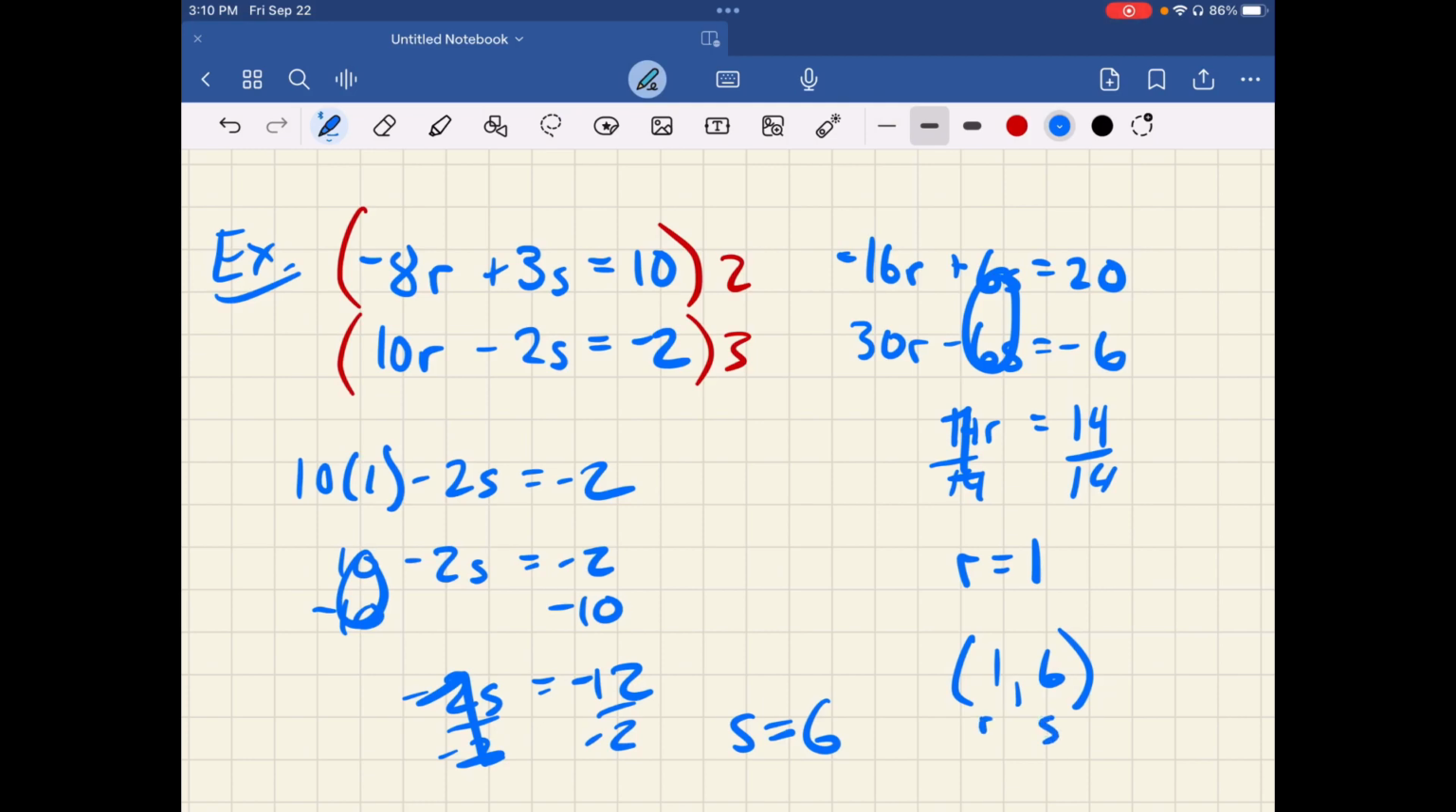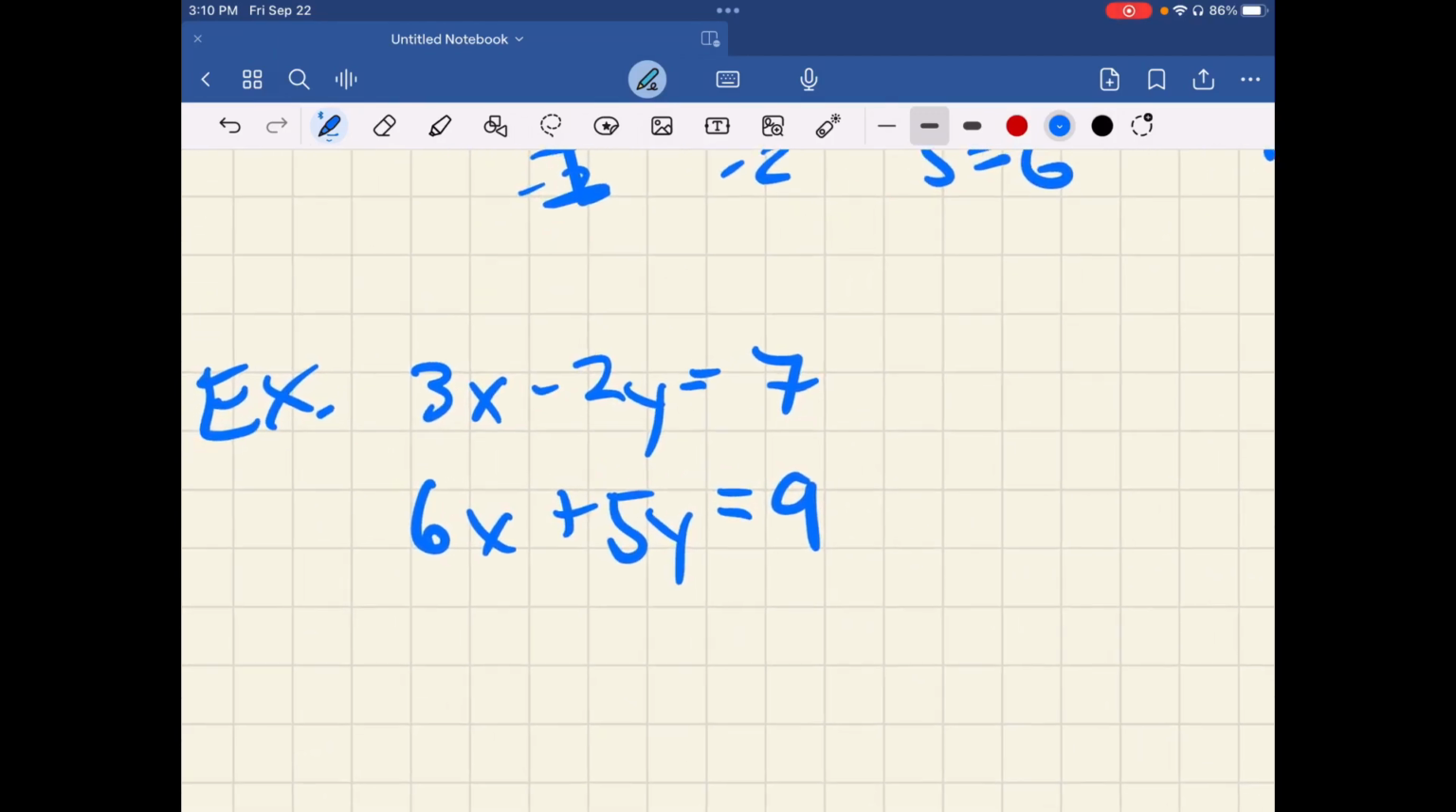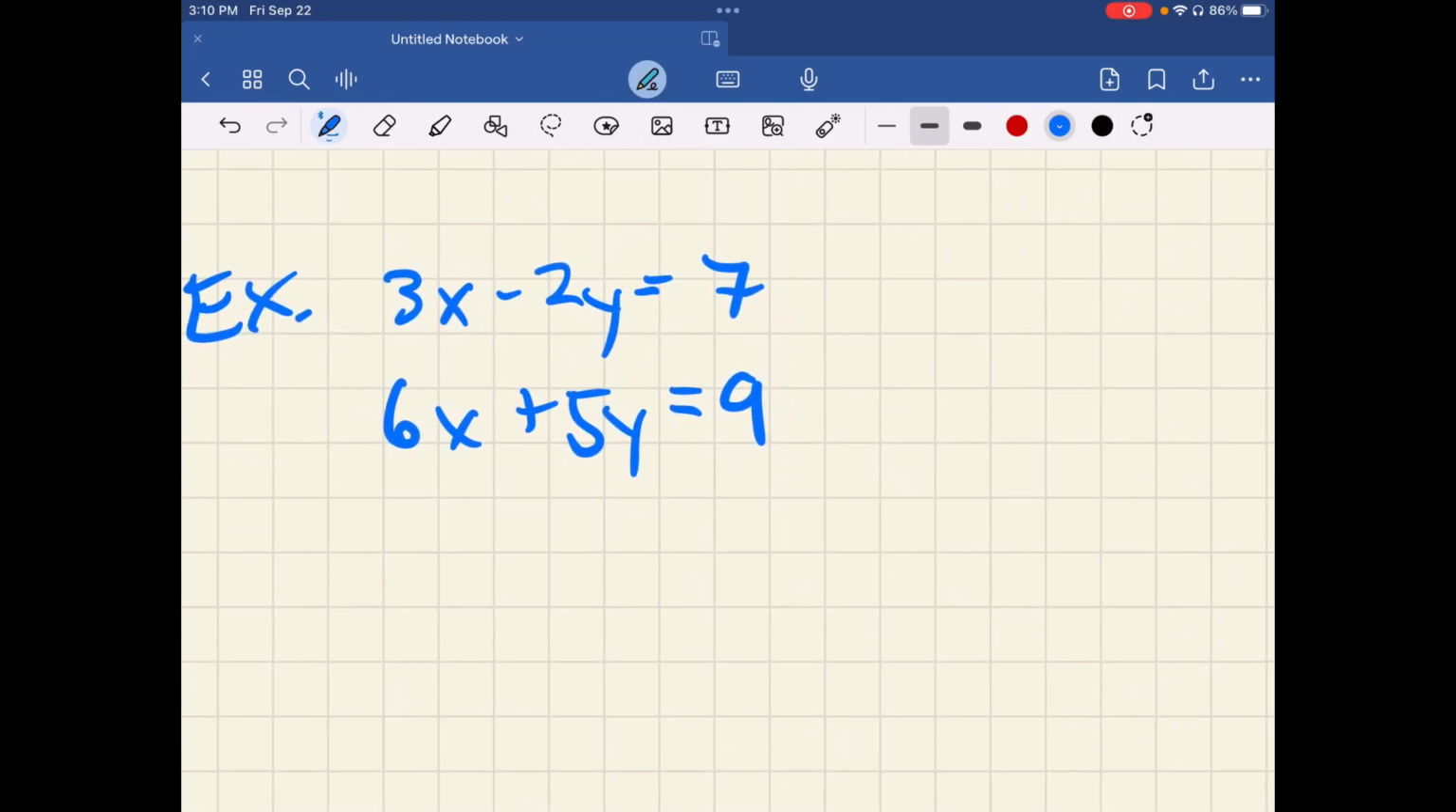All right, so now what I want you to do is try this same method down here, use the elimination method. Pause the video, try it on your own, and then we'll come back and check it together.